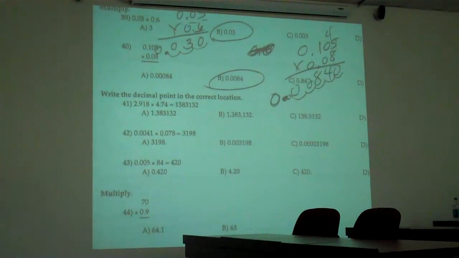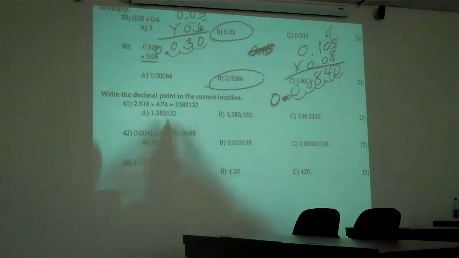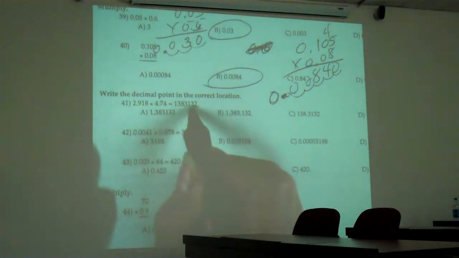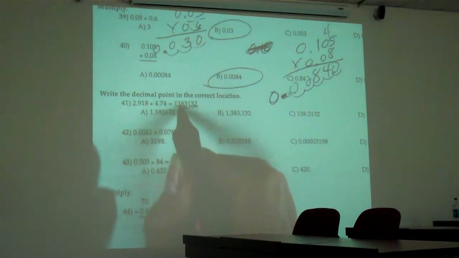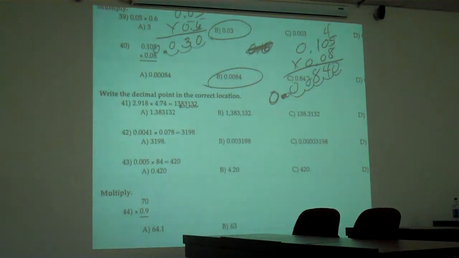Okay, write a decimal in the correct place. That's already got all the numbers you need there. So you need to move it 1, 2, 3, 4, 5. 1, 2, 3, 4, 5. 13.8.